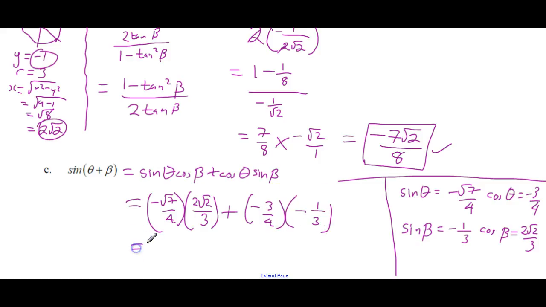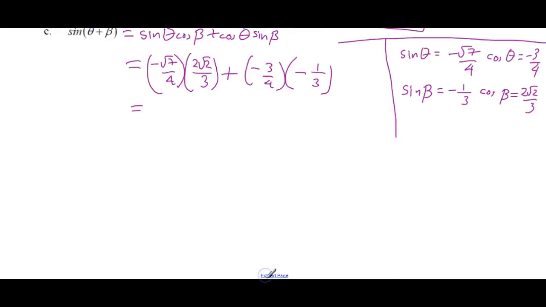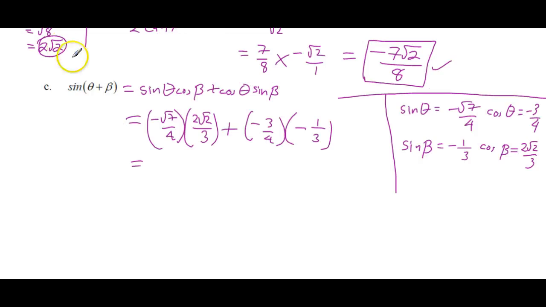-1/3. Okay, I'm going to extend the page. Drag it up a bit. All right, what do we got here? We've got -2√14 over 12 plus, okay, 3's cancel. And when I cancel, I mean they're 1. Negative times negative, so we get 1/4. So it's +1/4. All right, two choices.